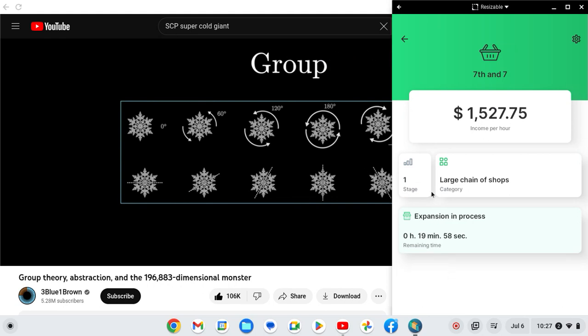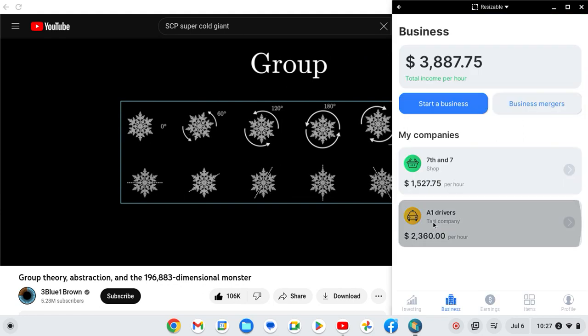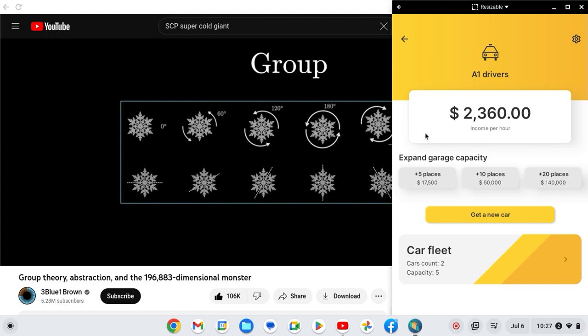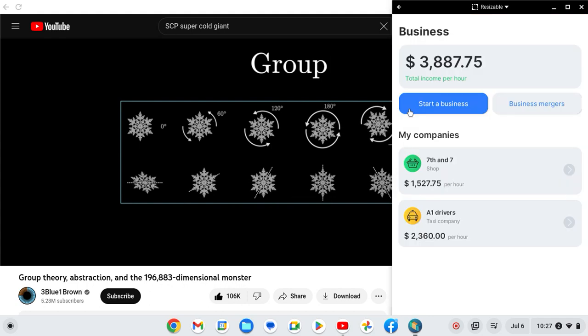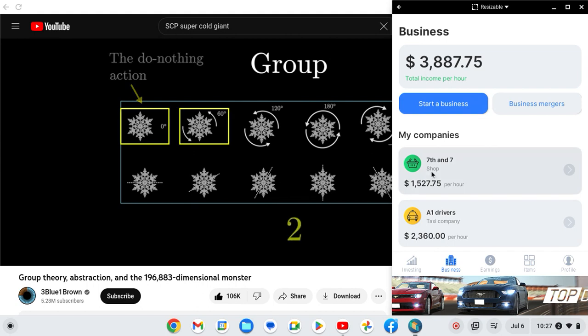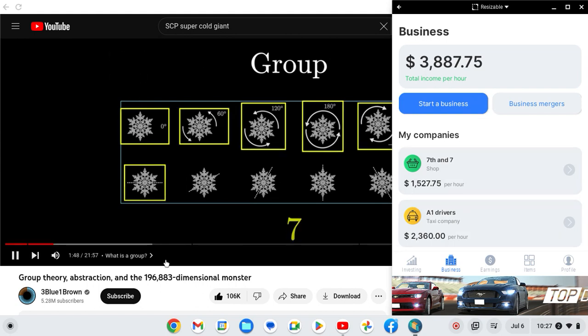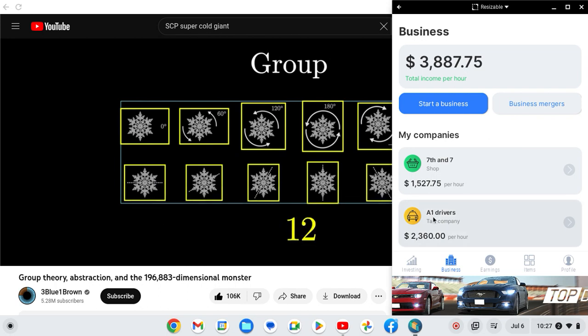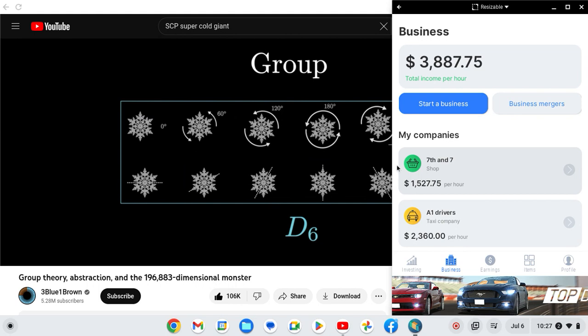Take note, the fact that mathematicians have co-opted such an otherwise generic word for this seemingly specific kind of collection should give you some sense of how fundamental they find it. Also take note, we always consider the action of doing nothing to be part of the group. So if we include that do-nothing action, the group of symmetries of a snowflake includes 12 distinct actions. It even has a fancy name, D6.